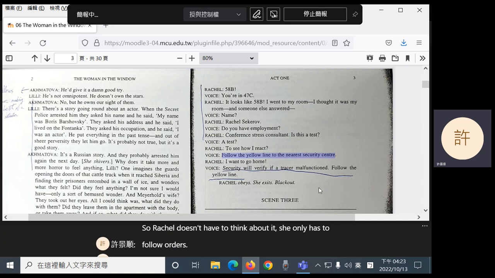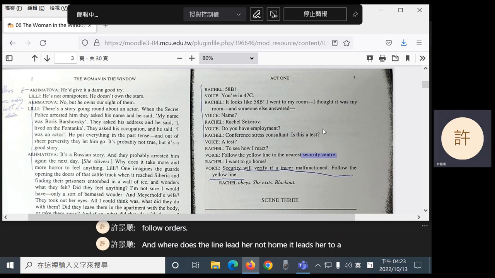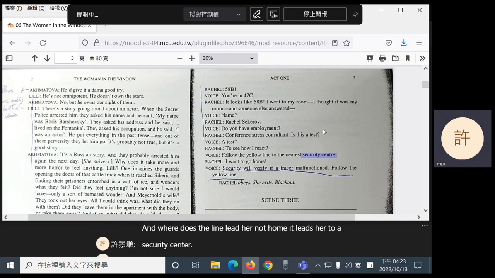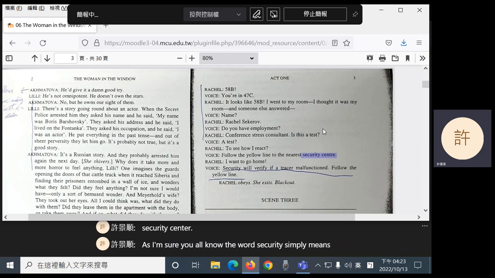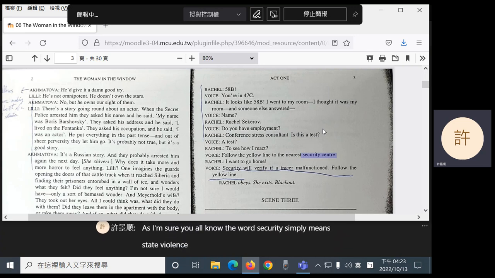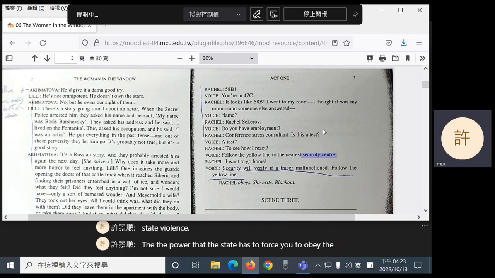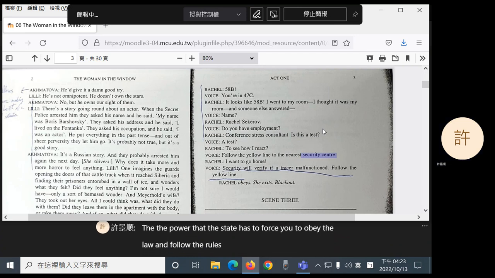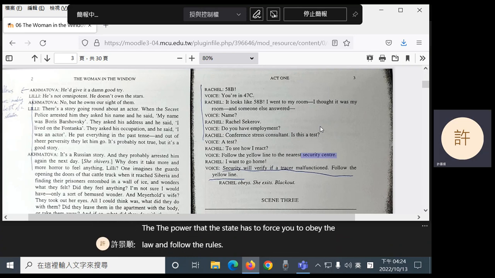And where does the line lead her? Not home. It leads her to a security center. As I'm sure you all know, the word security simply means state violence. The power that the state has to force you to obey the law and follow the rules. It's a euphemism.